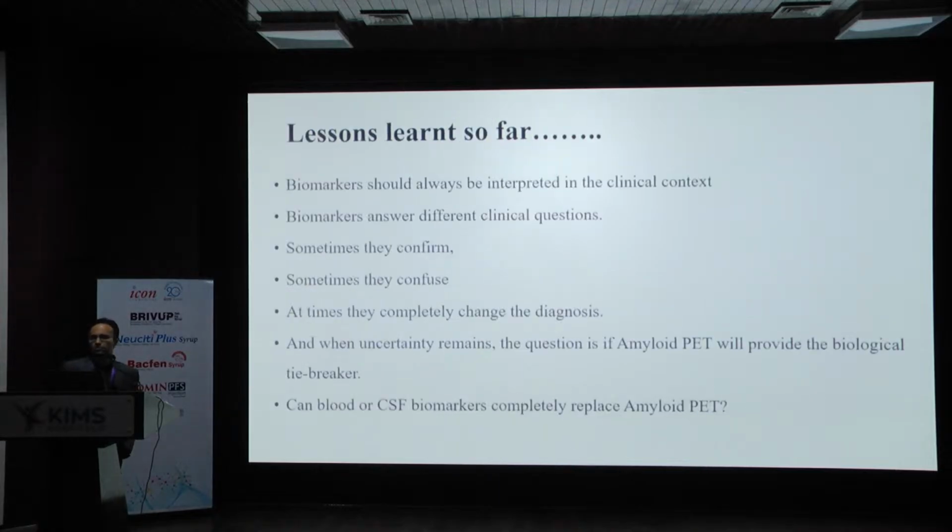So, lessons learned so far: biomarkers should always be interpreted in the clinical context. They answer different clinical questions. Sometimes they confirm, sometimes they confuse. At times, they completely change the diagnosis. And when uncertainty remains, the question is whether amyloid PET will provide a biological tiebreaker. And the biggest question is, can blood and CSF biomarkers completely replace amyloid PET? I think I'll stop there. Thank you.